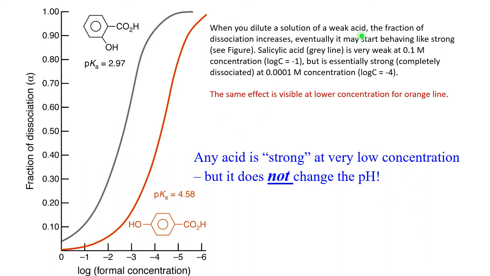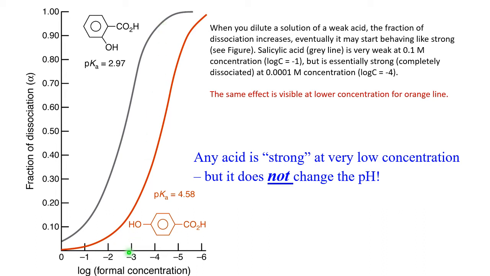Next, when you dilute a solution of weak acid, the fraction of dissociation increases. Eventually, it may start behaving like strong acids. See this figure. Salicylic acid, gray line, is very weak at 0.1 molar concentration here. It's only 10% dissociated. But when we go to a diluted solution, 10 to the negative 4, it's essentially strong. It is dissociated by 95%.